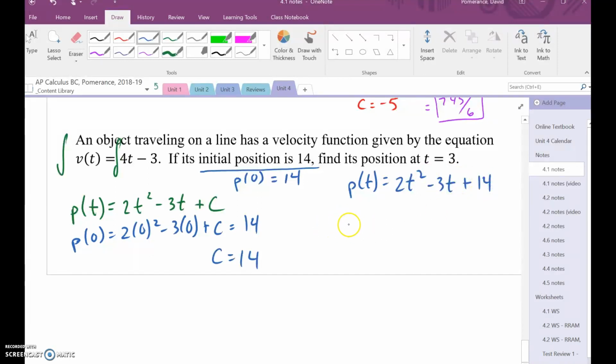So now we can find our position at any time. And they ask us to find the position at time t equals 3. So we'll just replace our t value with 3 and evaluate. And we end up with, I guess that's 18 minus 9 plus 14, or 9 plus 14 is 23, which coincidentally is my favorite number.